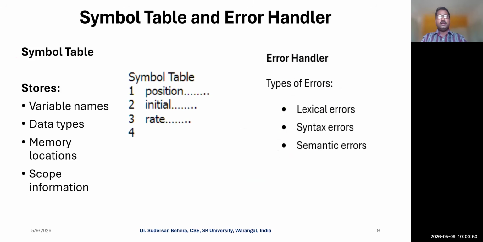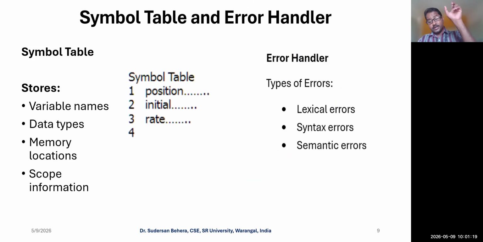Now you see the other phases, the role of symbol table and error handler. The symbol table stores different types of things: variable names, data types, where it is stored in memory, I mean the memory location, and what the scope is. Suppose in function one a variable is declared, in function two another variable is declared, so their scopes are different. All this information is stored in the symbol table.